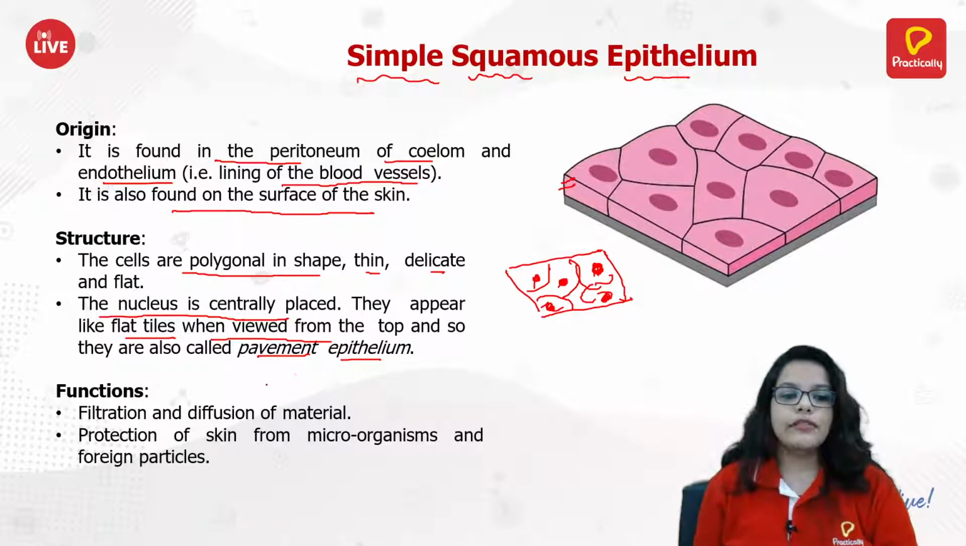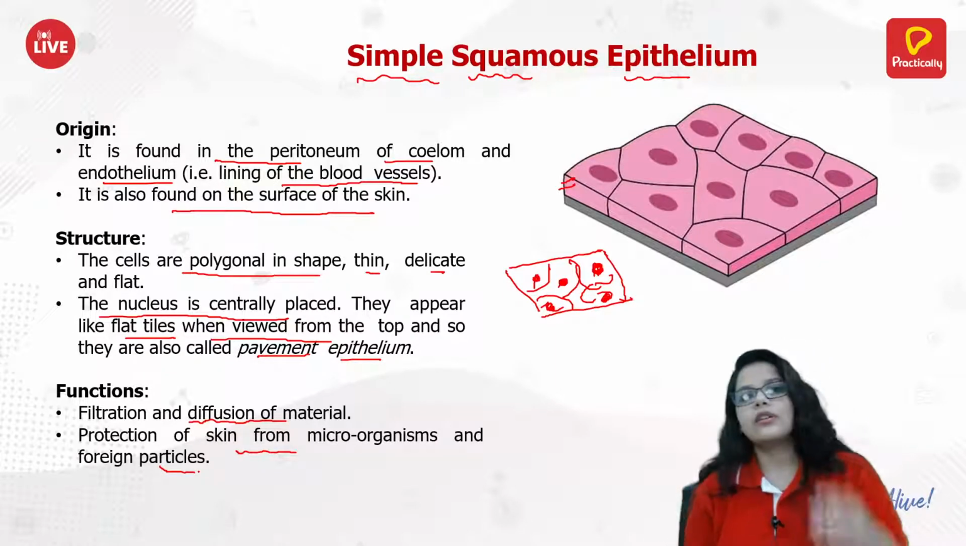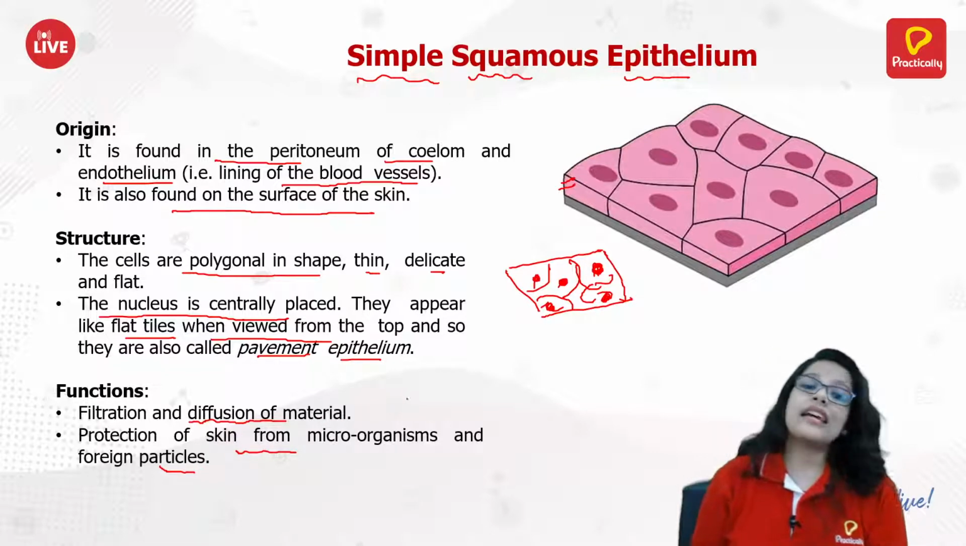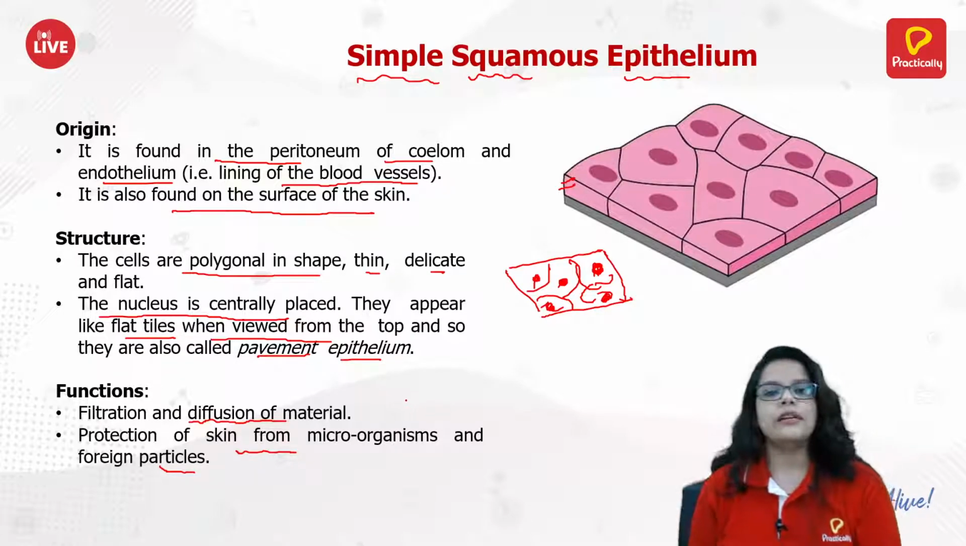Its functions are filtration and diffusion of material, and protection of the skin from microbes and foreign particles. It is there on the skin, so it protects, and it helps in the filtration and diffusion of material. Why? Because it is there around the blood vessels, right? So it has a function of filtration and diffusion of materials.